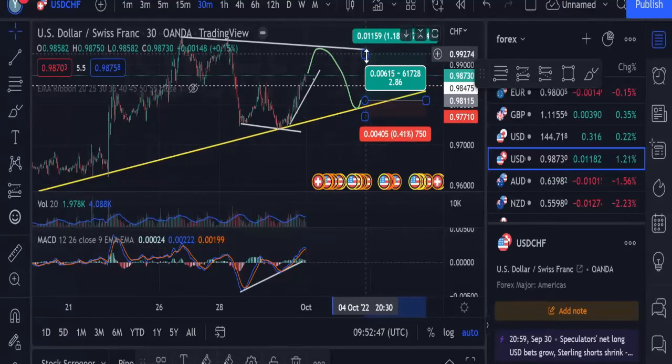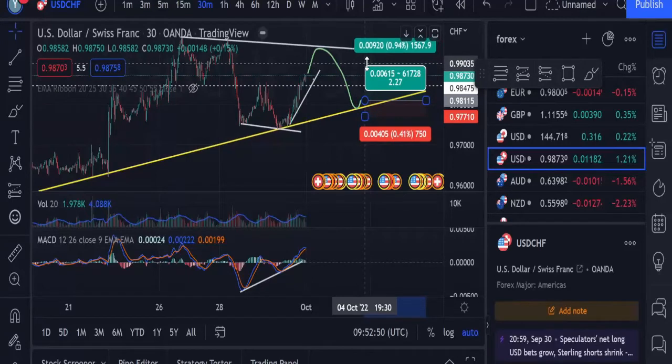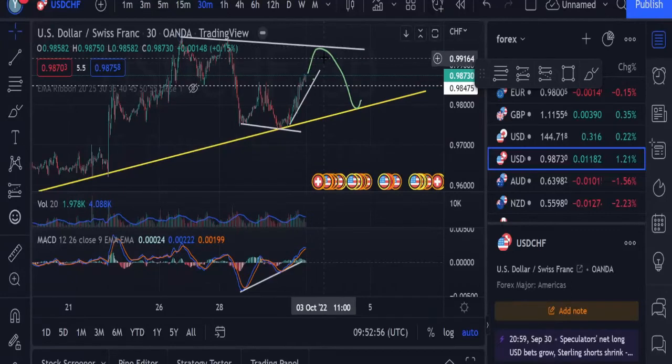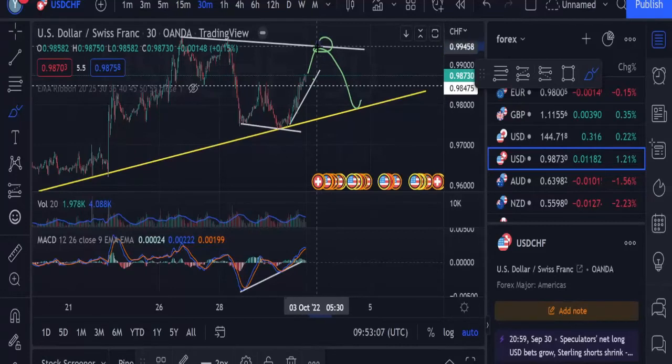You can easily get your 2-to-1, something like that, right? And also you watch out for a rejection candle around this zone. Let me draw that zone out here. Watch for a rejection candle around this zone in order for you to go short.